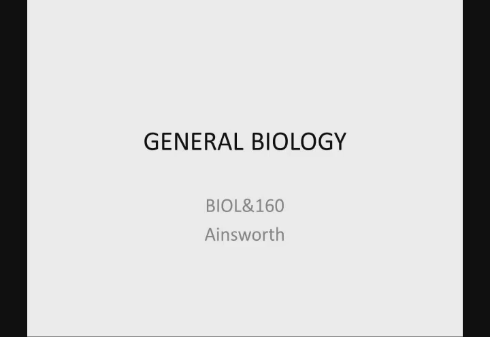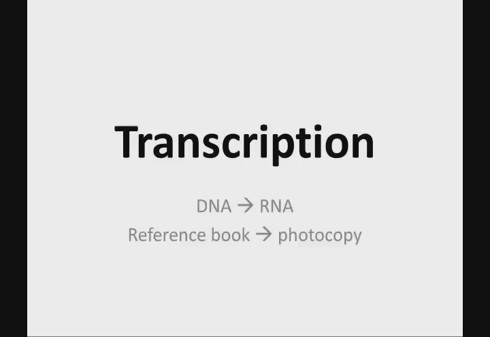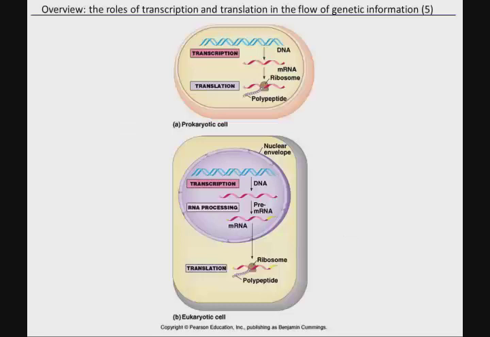So now that we understand the basics of the dogma of molecular biology, the mechanics of taking the information in DNA and making it into a protein, I want to talk about the differences between eukaryotes and prokaryotes, specifically with regard to what's called alternative splicing. Again, we know the dogma of molecular biology, DNA to RNA to protein to trait, but we have mentioned that there is a difference in transcription. When we make a photocopy of that reference book, when we make a copy of the RNA from the DNA, it's slightly different in prokaryotes than it is in eukaryotes.